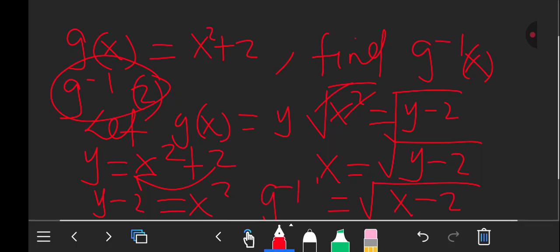Now the second question is find g inverse of 2. So where there is x, substitute 2. Okay? So what will be the value?